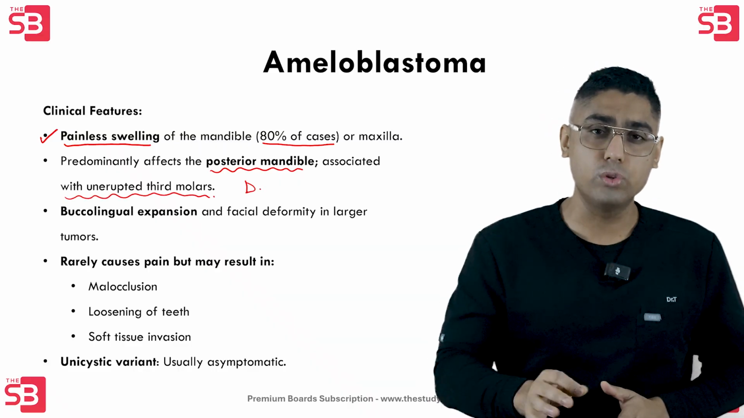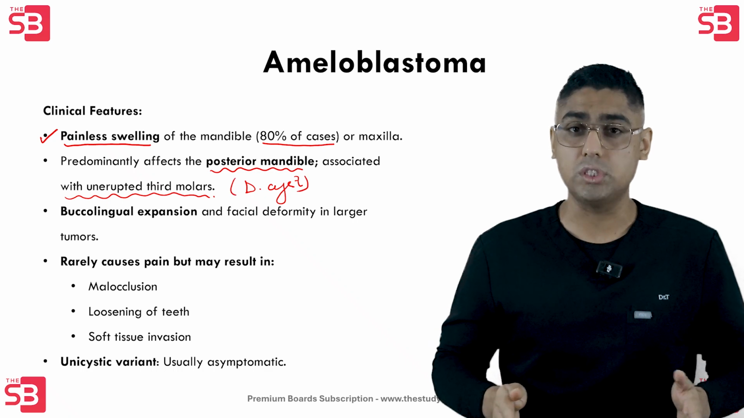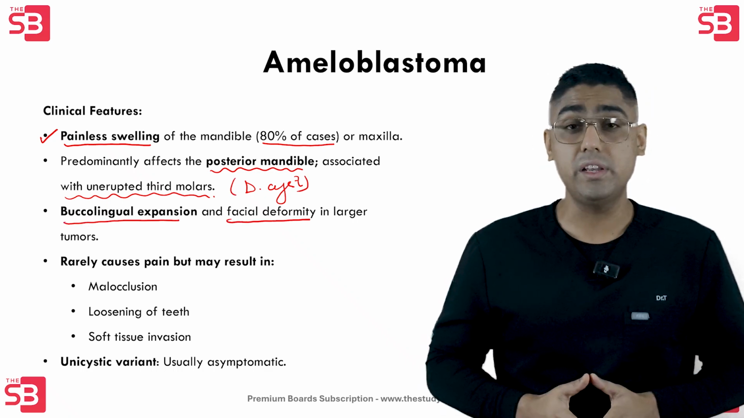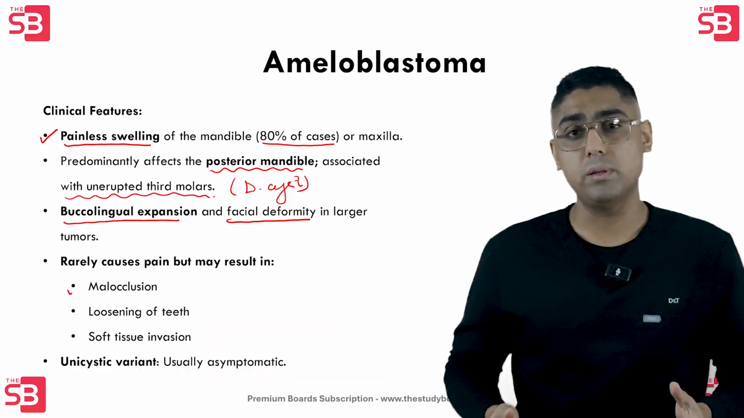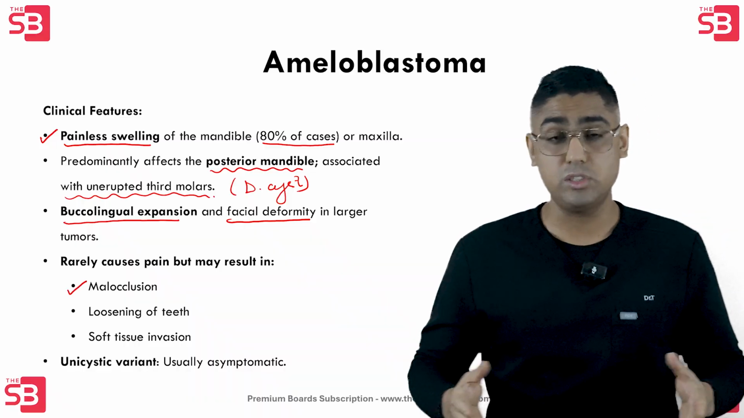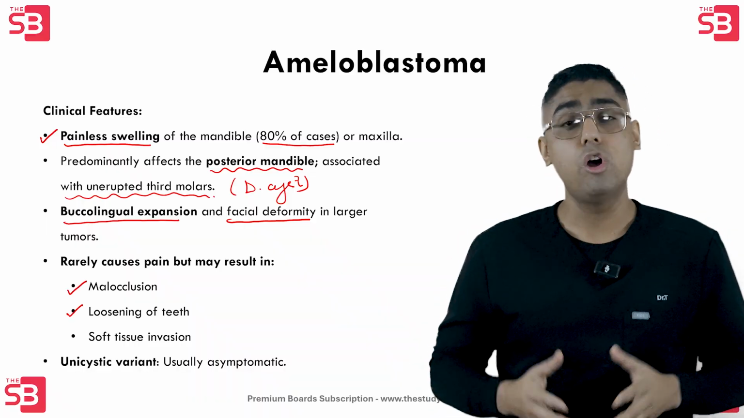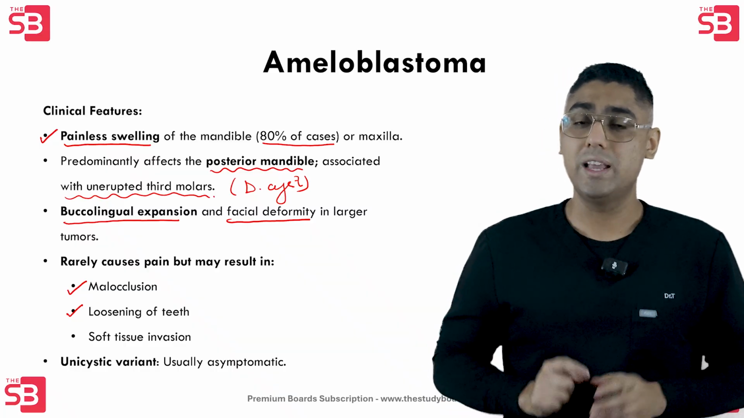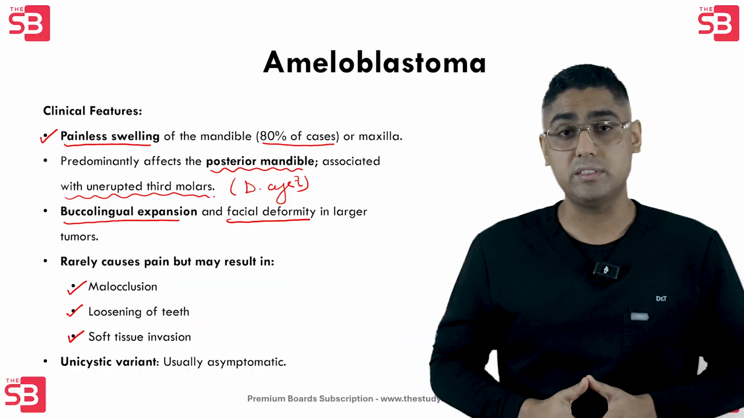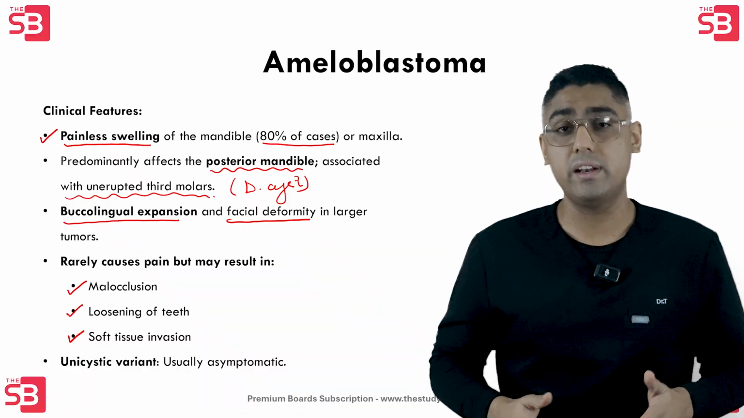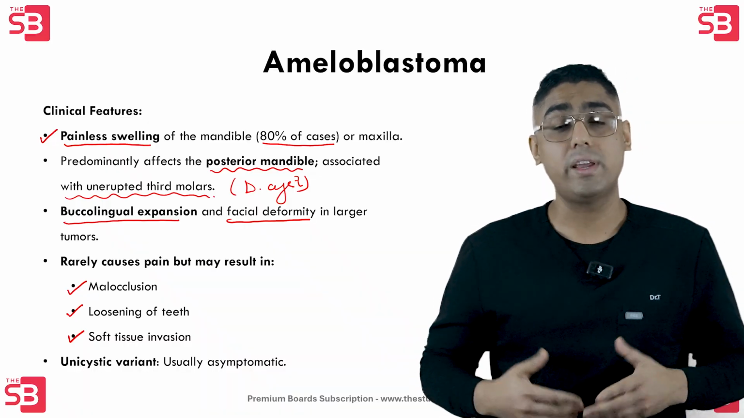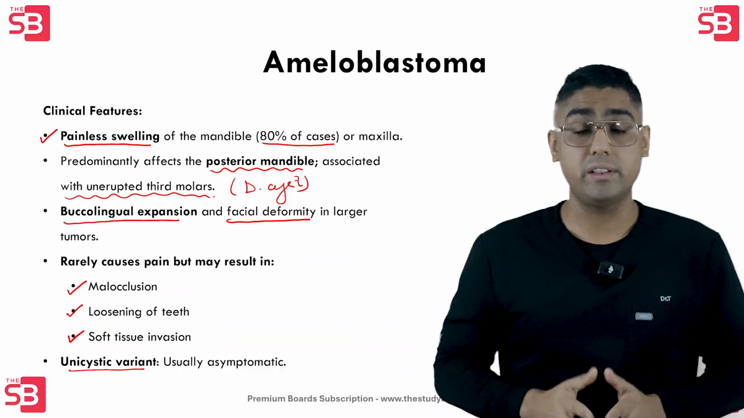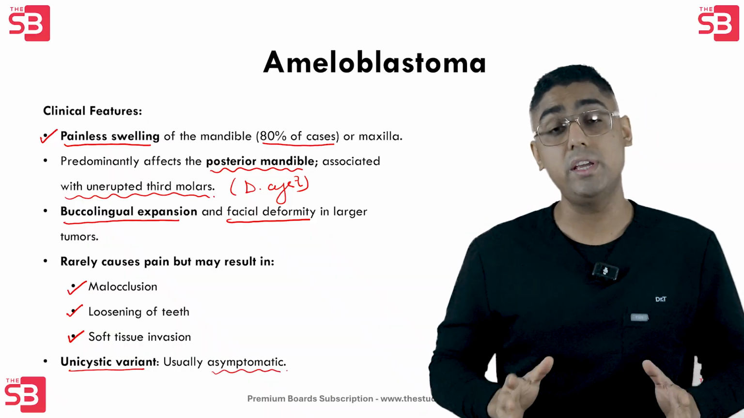Now, as the tumor grows, it causes buccolingual expansion, leading to facial asymmetry or deformities. Now, associated symptoms may really include malocclusion or periodontal problems because the tooth is going to get displaced. Tooth is also going to get loose because of periodontal ligament disruption, and soft tissue invasion also happens in very advanced cases. Now, pain is uncommon unless any secondary infection or hemorrhage occurs. Now, unicystic ameloblastomas are often asymptomatic and they are discovered incidentally on routine radiographs.